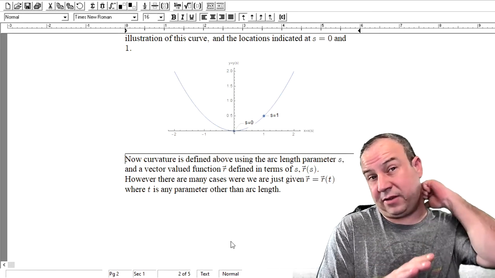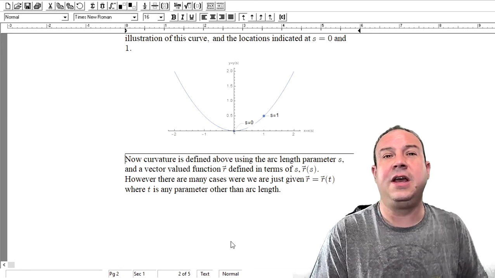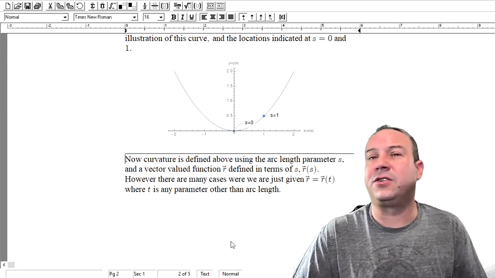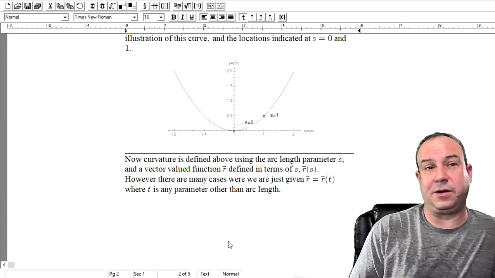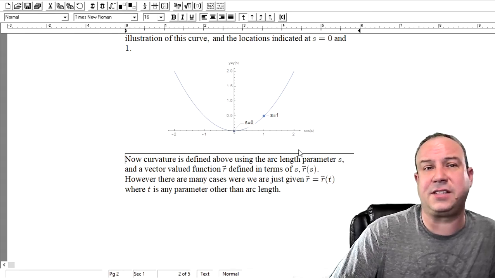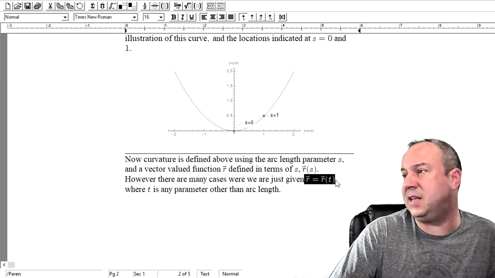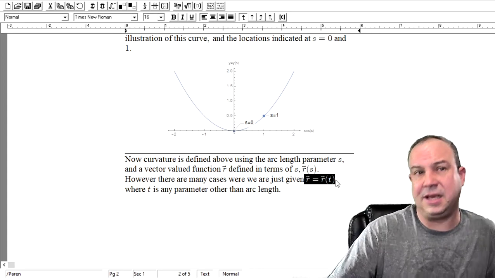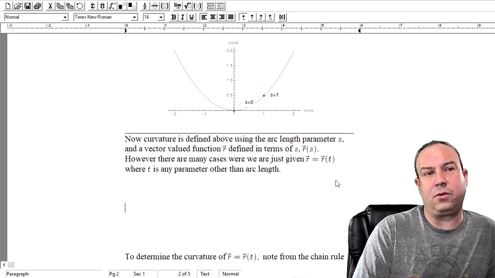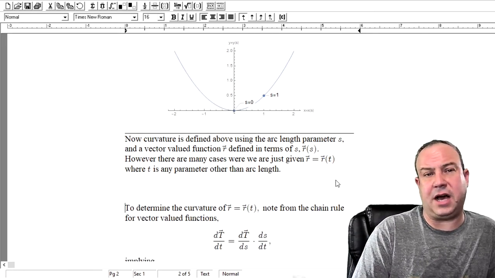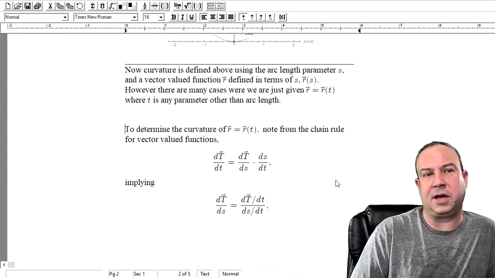But to avoid having to do that in our curvature calculations, there is an alternative calculation that we can use on the vector valued function r bar equal to r bar of t. That's what follows here: this alternative calculation for the curvature of r bar of t, where r bar is defined in terms of any parameter t, not just arc length. To determine the curvature of r bar, I do go through a little bit of proof of where this formula comes from.